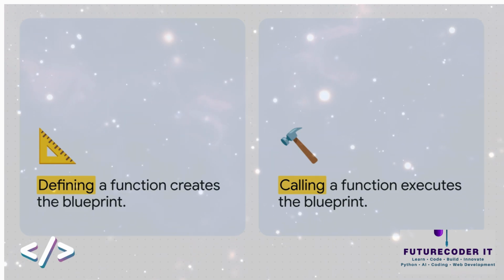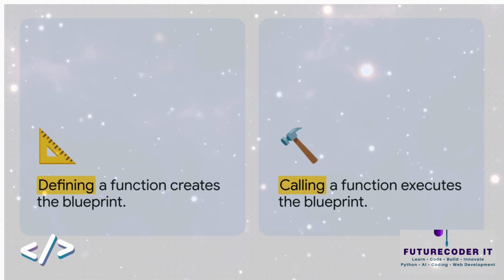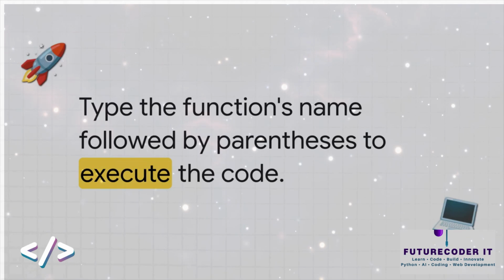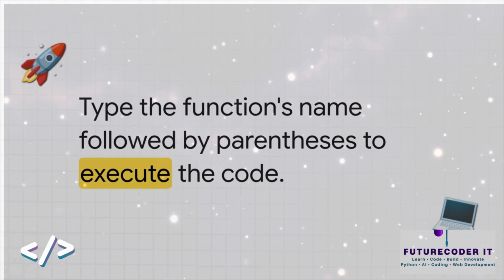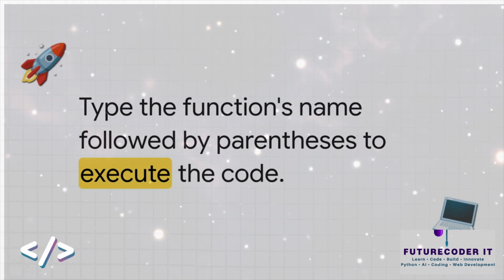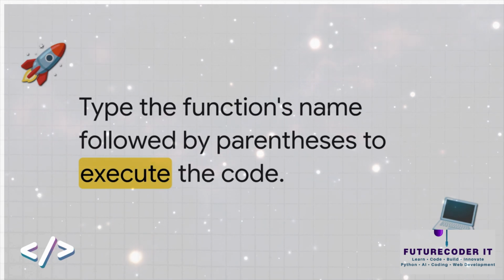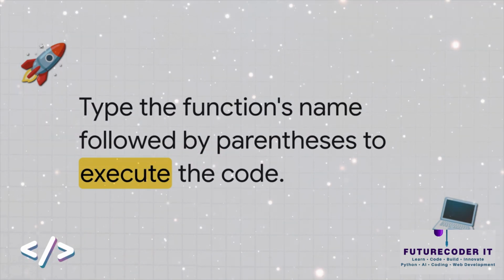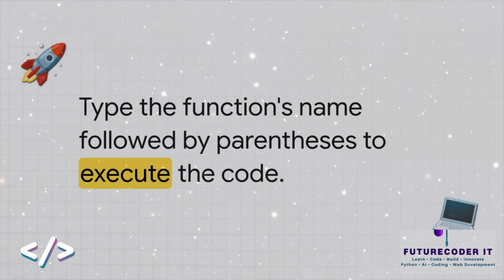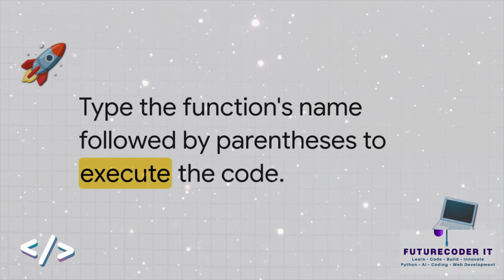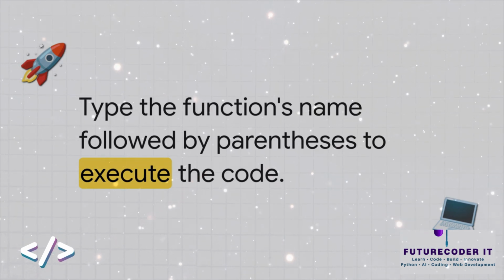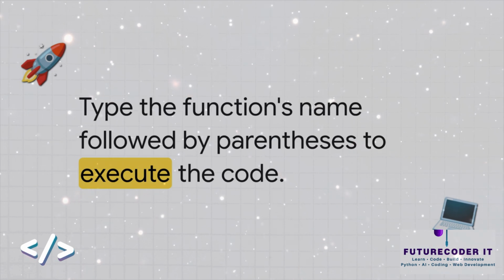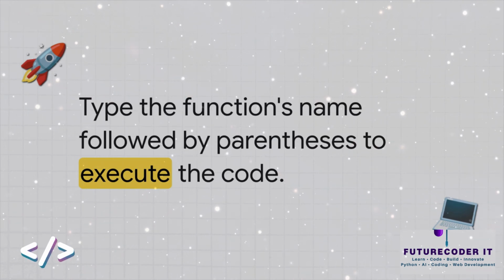To actually make it do the thing, you have to actively call or invoke the function. And to use that blueprint, you just type the function's name followed by parentheses. By typing greet and empty parentheses directly into your script, you're commanding Python, hey, go find that block of code I defined earlier and run every instruction inside it right now. Only when that specific line runs will you finally see hello pop up on your screen.